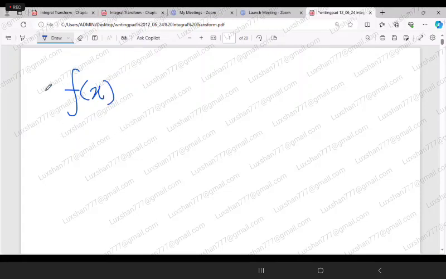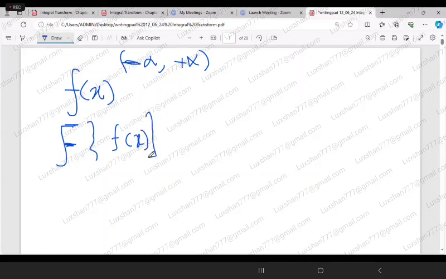Then its Fourier transform. So the function here is defined on the interval minus infinity to plus infinity. So this is the domain of the function. Then we have a function f(x). Now the Fourier transform of this function f(x) is denoted by something like this, F of f(x), so that is equal to, we are using f bar of omega.